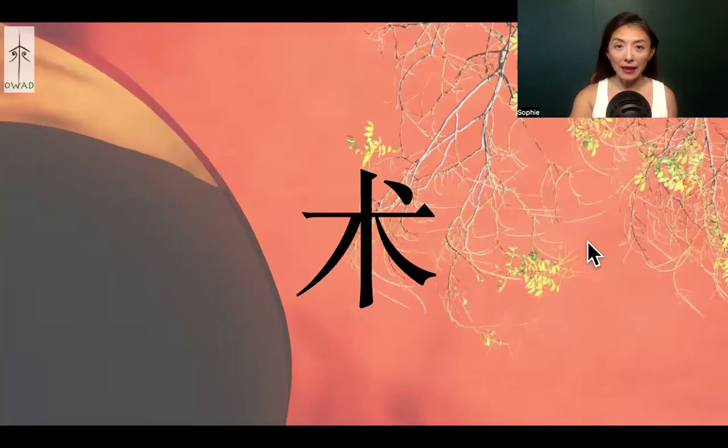Today, let's unpack the last character of this week. That's involving a tree with a dot on the top right corner. And this character, in contemporary simplified Chinese, is quite misleading because it doesn't really have anything to do with tree or wood. It has something to do with the plant.